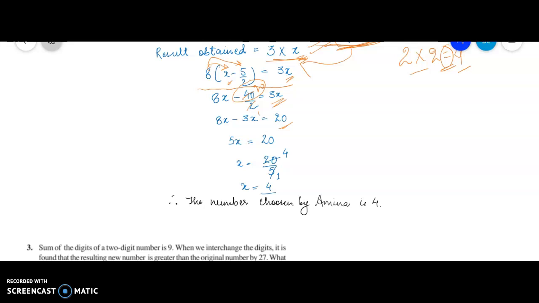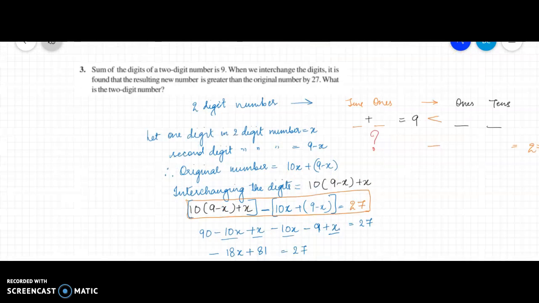Then 5x is equal to 20, that is x equals 20 by 5. 5 ones is 5 and 5 fours is 20. So the value of x we are getting is 4, and this is what we had to find. The number chosen by Amina is 4. This is our answer. Next question is question number 3.